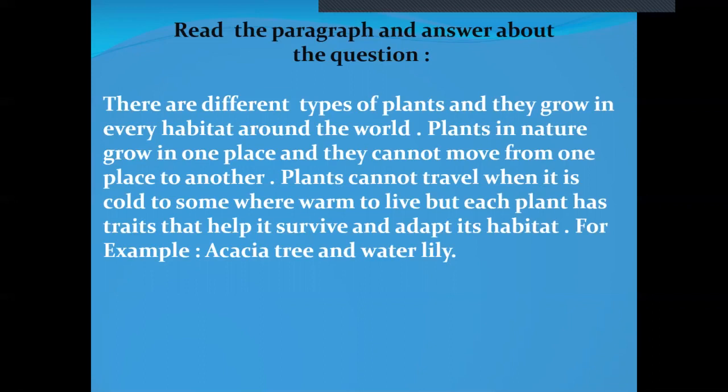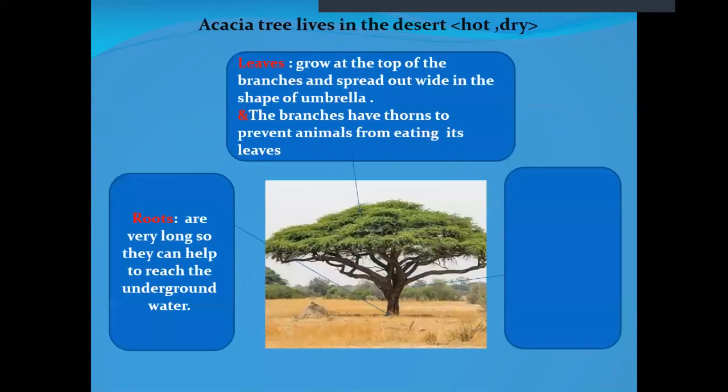Okay? If the weather is very cold, can plants move from one place to another place? No, plants can adapt to this weather by their traits. Okay. For example, acacia tree and water lily.